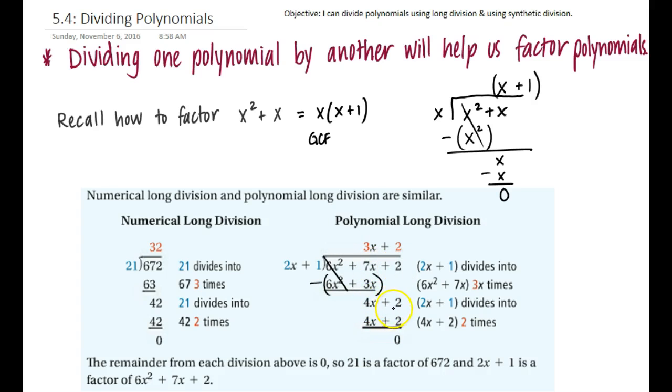Now you think to yourself, what do you have to multiply 2x by to get 4x? And the answer to that is 2. So when you multiply 2 times 2x, you get 4x. And when you multiply 2 times 1, you get 2. And when you subtract that, you just get a remainder of 0. So that means 2x plus 1 is a factor of the given polynomial. And when you multiply 2x plus 1 times 3x plus 2, you get that original polynomial. And you can always FOIL to check to make sure it worked for you.